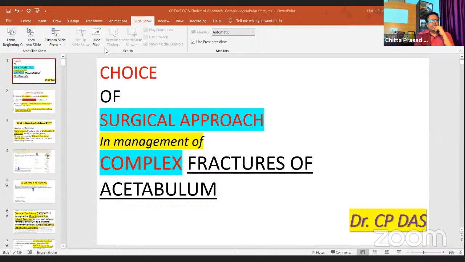There is no clear definition of complex fractures, but you are able to see my slides, right? Yes. There is no consensus. It mostly speaks of displaced both column fractures.